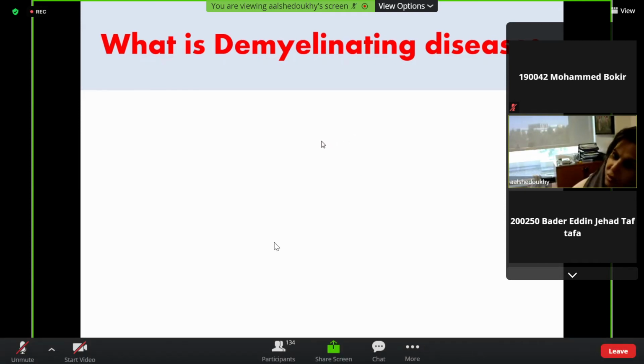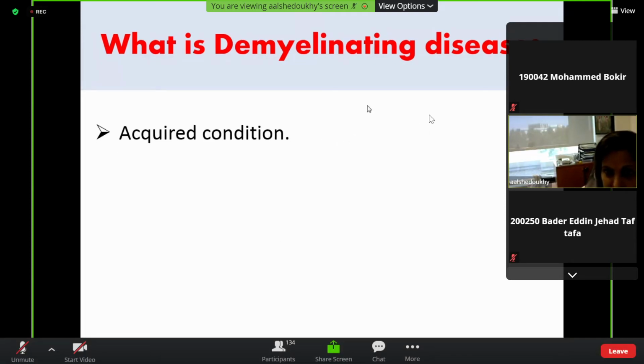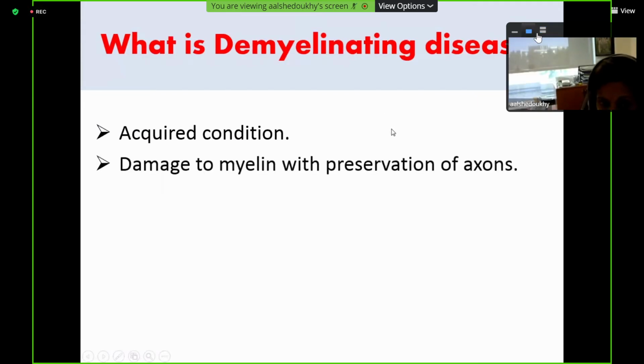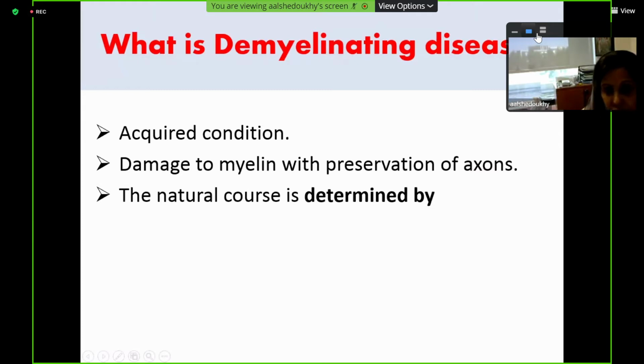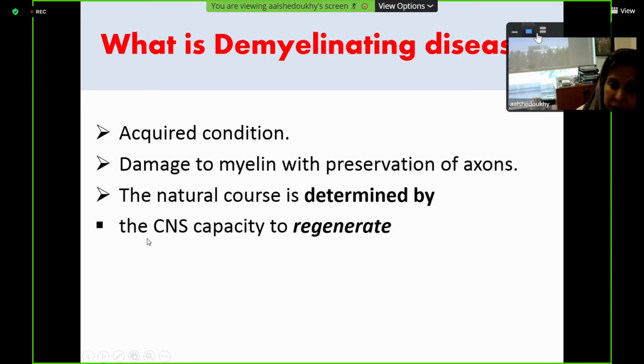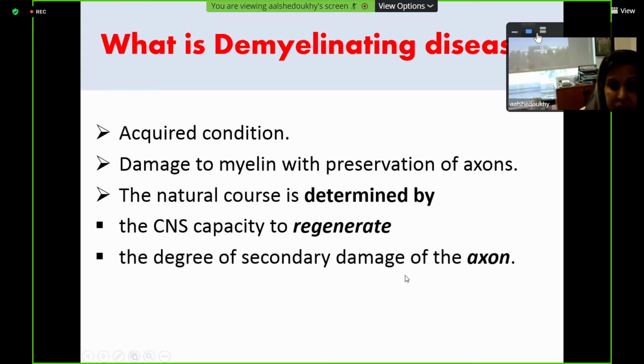In terms of pathology, let's talk about the meaning of demyelinating diseases. Studies have shown that demyelinating diseases are acquired conditions, and they lead to damage to the myelin, but they preserve the axons. After time, they will also lead to damage to the axons, like we talked about in peripheral neuropathy. So the natural course of this demyelinating disease is determined by two situations: the capacity of the CNS to regenerate and the degree of the secondary damage to the axons, how much the axons have been affected.